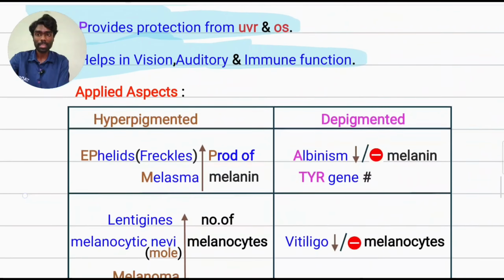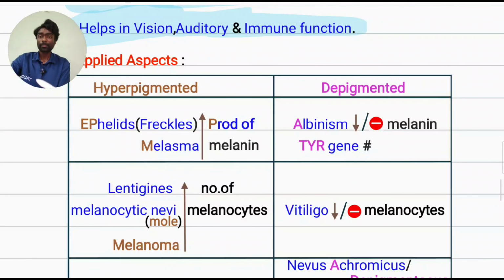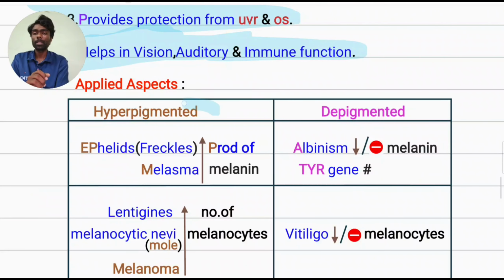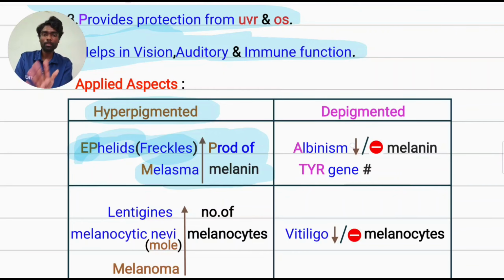Coming to applied aspects, hyperpigmented lesions will be present in ephelides, also known as freckles. This E and P is for excessive production of melanin. In melasma also there will be excessive production of melanin. Quite opposite, in albinism there will be nil melanin. A for absent melanin. Melanocytes are normal, but because of a tyrosinase gene defect, it will lead to depigmented skin lesion.